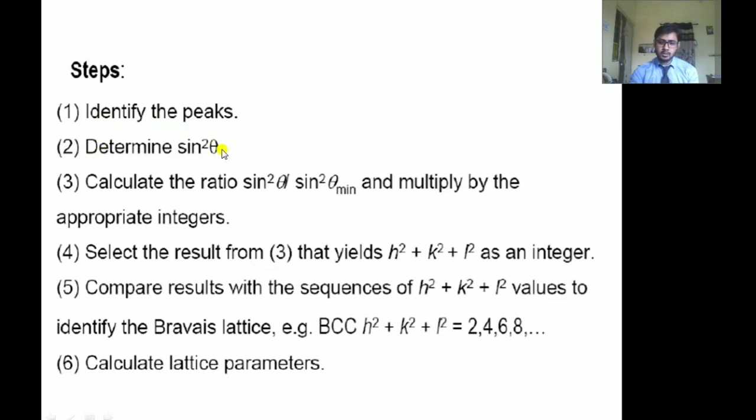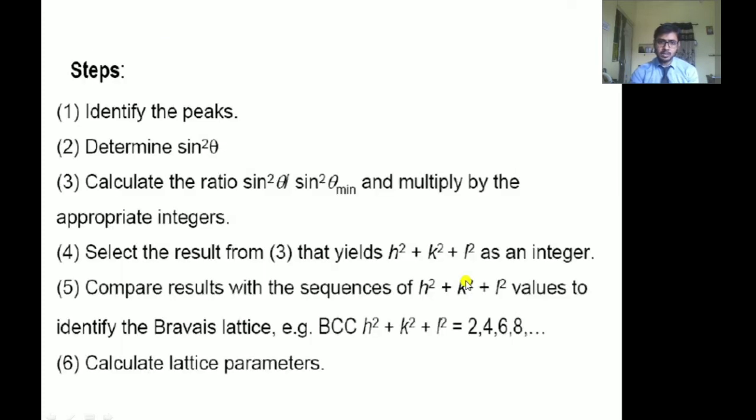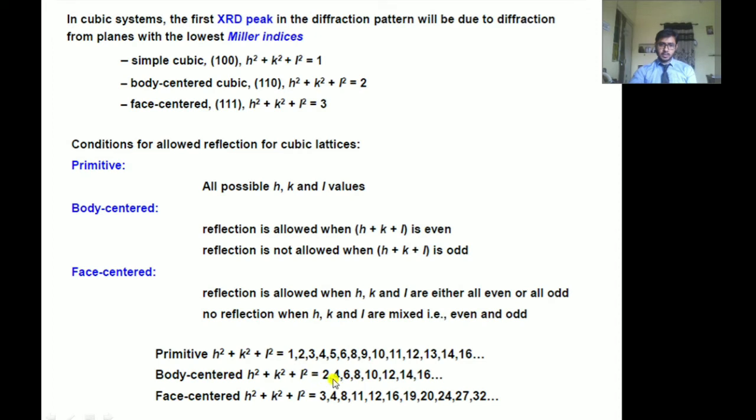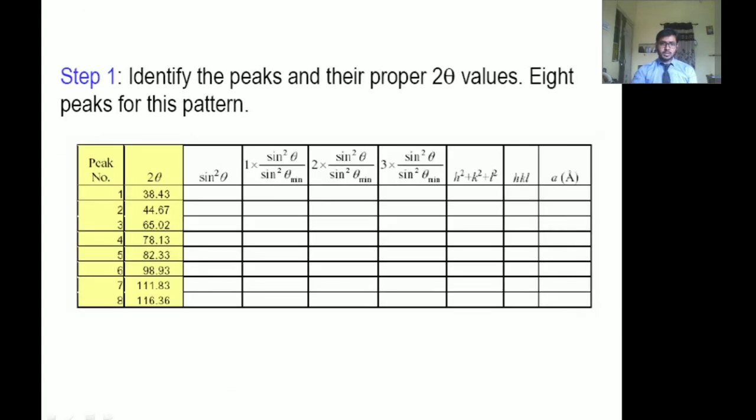First, identify the peaks. Just go here and you can identify these peaks. Here I identified the peaks. There are 8 peaks here. Determine the sin square theta value, then calculate the ratio of sin square theta by sin square theta minimum and multiply by appropriate integers. Select the result from the third column, which I will discuss in the next slide, then compare the result with the HKL values and identify the sequence. From the sequence you can say whether your material is body centered, face centered, or primitive. So this is the first step.